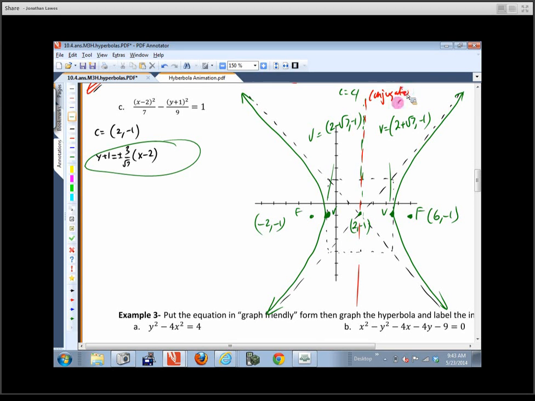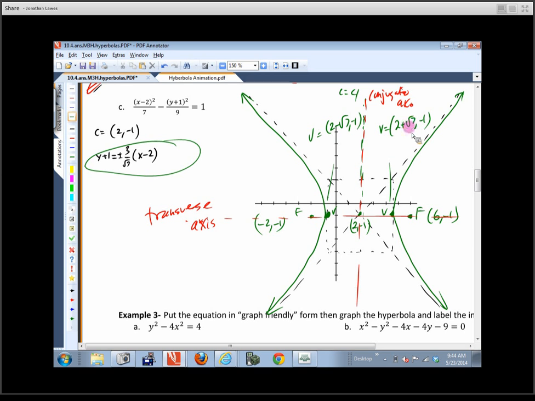Conjugate axis. This one right here is the transverse axis. Okay? So this is called the conjugate axis because notice how things appear on either side.